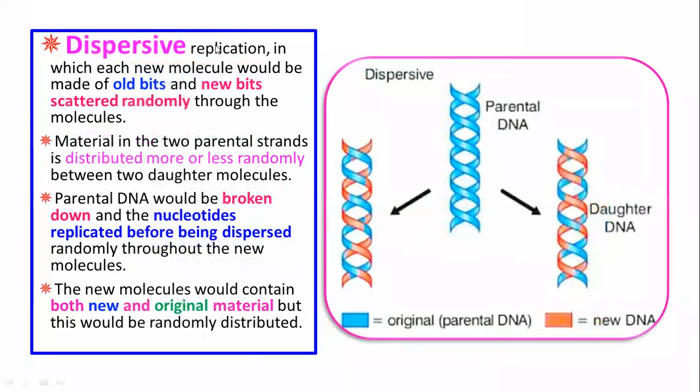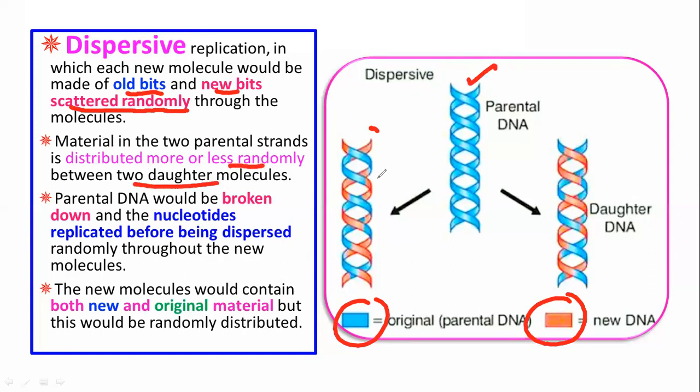What would be the third possibility, which is not accepted? It's called dispersive. Dispersive means dispersed like this, an uneven distribution kind of thing. In dispersive replication, it was thought that it might be the way of replication. You can see the original strand and the new strand, how it is scattered randomly with old bits and new bits. The material of the parental strand will be distributed randomly between the two daughter molecules. They thought that the DNA is broken down, the nucleotides replicated, and then dispersed randomly to the new molecule.